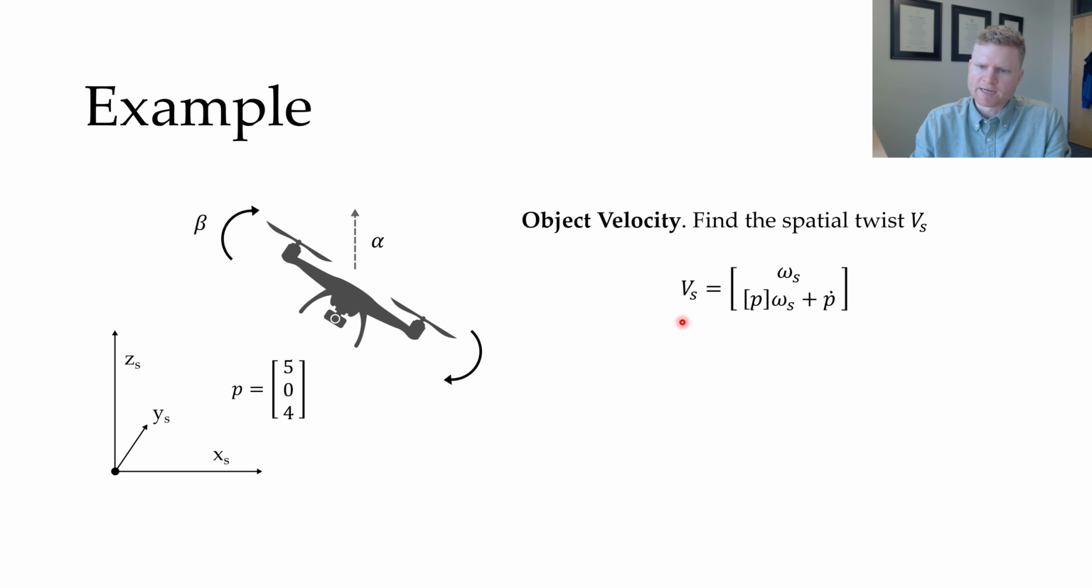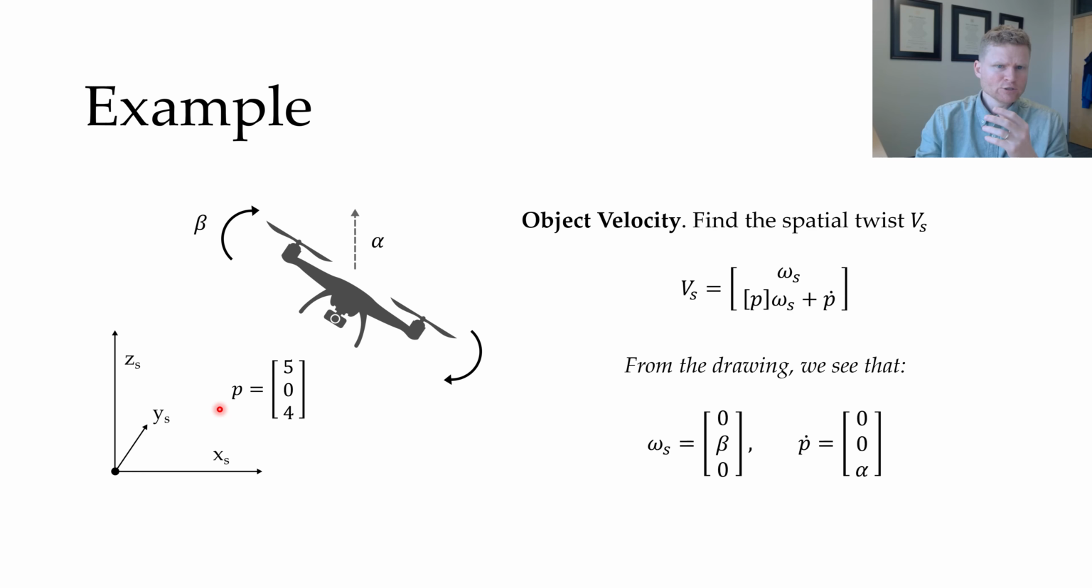So to figure out the spatial twist, I need to find omega s, p dot, and p. The problem statement already gives me p, so I just need to find omega s and p dot. And maybe take a second for yourself and see if you can figure out these two components. Here's what I got from the drawing. I realized that omega s is going to be 0, beta, 0, because this drone is rotating around the y-axis, and it's rotating around the positive y-axis because of its clockwise rotation. Then for p dot, I got 0, 0, alpha.